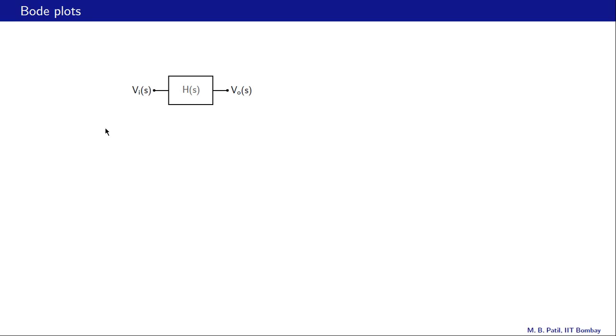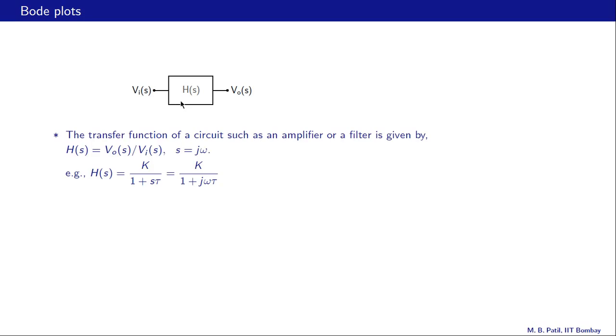Okay, with that longish introduction, let us now come to Bode plots, the topic of our interest. Here is a black box with a transfer function H of s. And what is H of s? H of s is Vo of s divided by Vi of s. s here is the Laplace variable, and for our case it is j times omega.